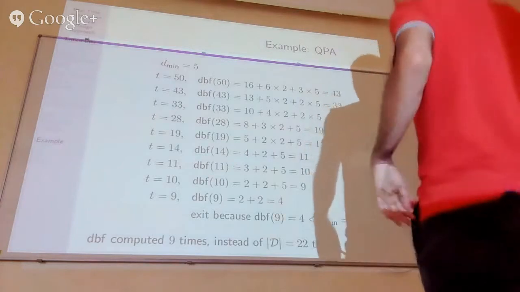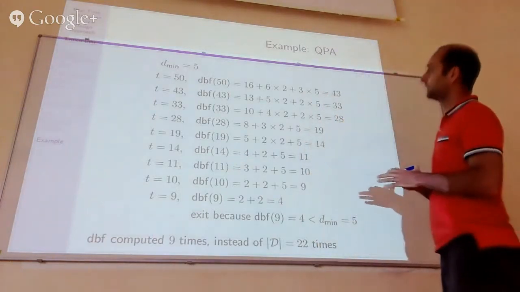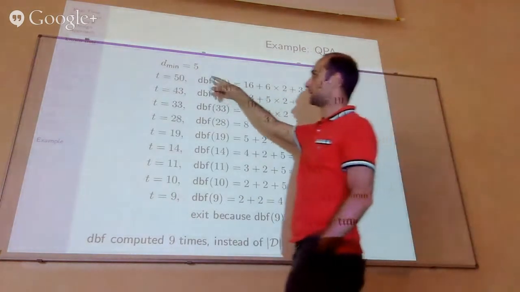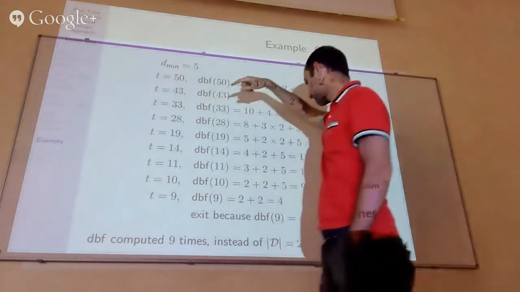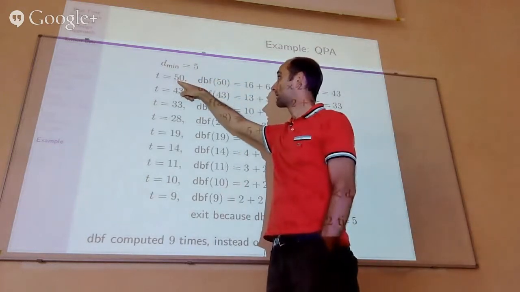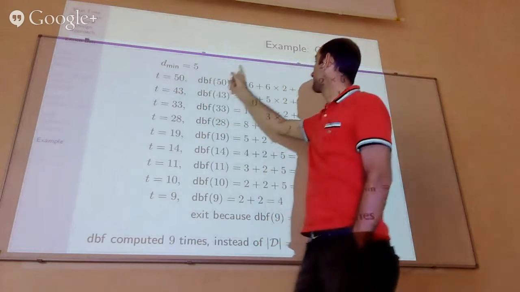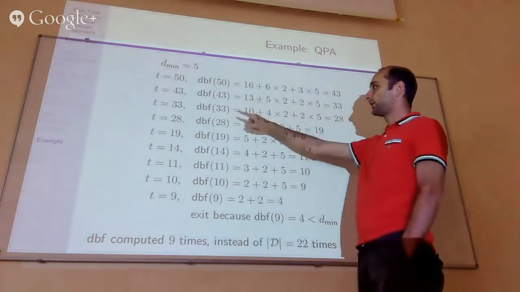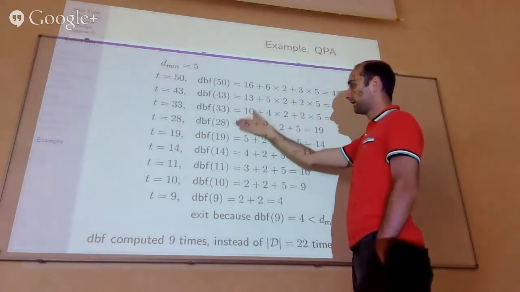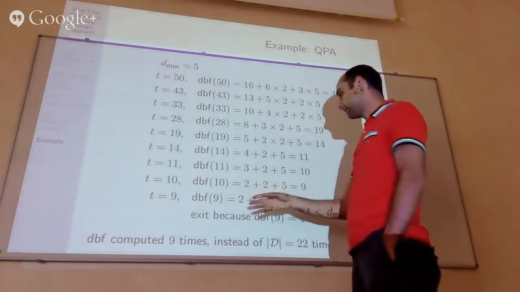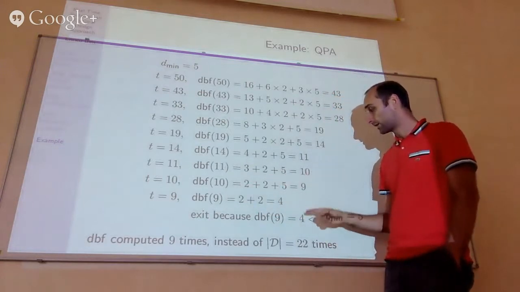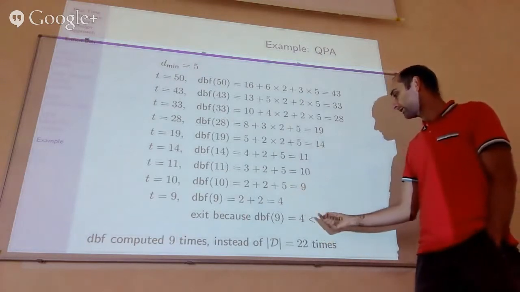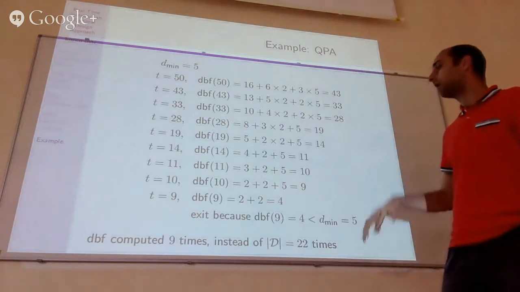If you do QPA, I'm not drawing the DBF, but just to show you what happens. The minimum deadline is 5. We start at D star, 50, and the DBF at 50 is 43. Then 43, 33, so we do this kind of iteration, setting t equal to the DBF. At the end, we get to 9. At 9, we evaluate the DBF, which is 4. 4 is less than d min, so we stop, and it is schedulable.